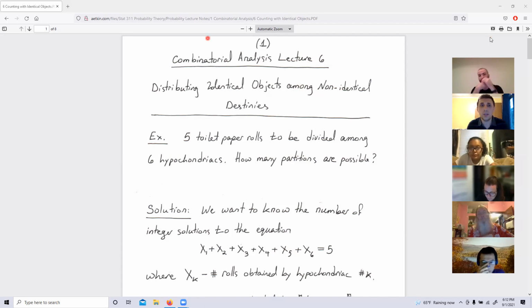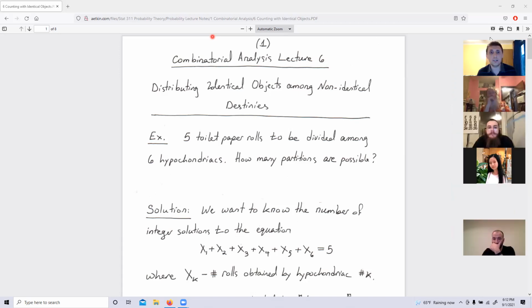Now here we try to understand a slightly different problem. How do we take identical objects, in other words, like matches, right? One match, another match, a third match, right? And how do I distribute those identical things? I cannot tell apart a match from another match, right? How do I send those identical objects among distinct destinies? Yes.